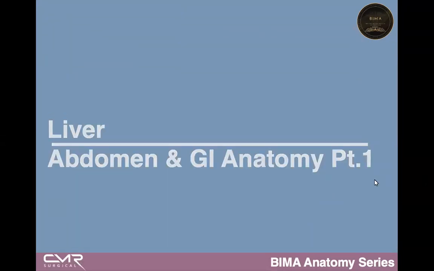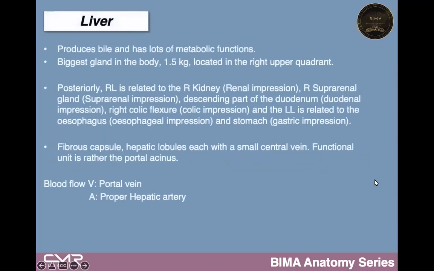Onto the liver now. Once again, what are the functions of the liver? The liver is producing bile, and it has lots of metabolic functions. You don't need to go into all of the metabolic functions. It's the biggest gland in the body. It weighs roughly 1.5 kilos, and it's located in the right upper quadrant.